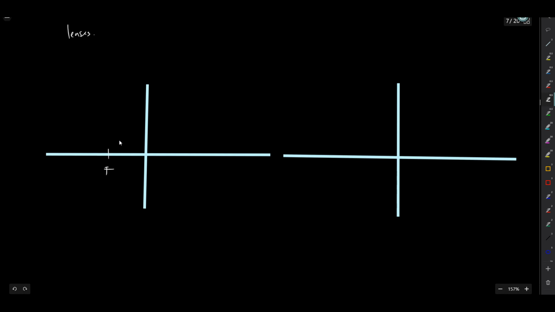So if this is F, F will also be here. Then this is 2F, and this is also 2F. Now I'll put an animation here. I want you to try out the animation on your own, and then you'll be able to see what happens to the object as it moves from infinity to before F.